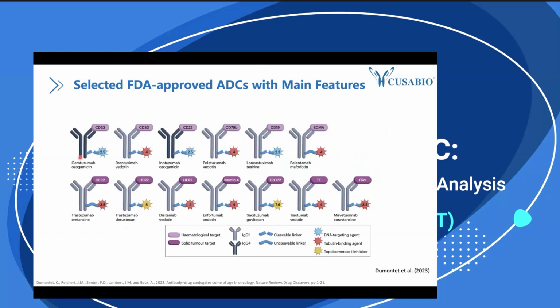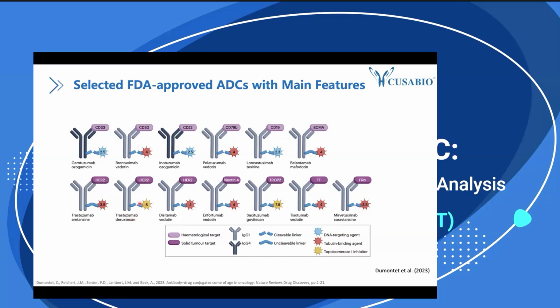To have a better understanding of the ADC, here I showed some approved ADCs from two different categories. The top 6 are for hematological tumors, and the bottom 7 are for solid tumors. I'm not going to talk about all 15 current ADC drugs in the market, but I want to use this figure to highlight some features about ADC.